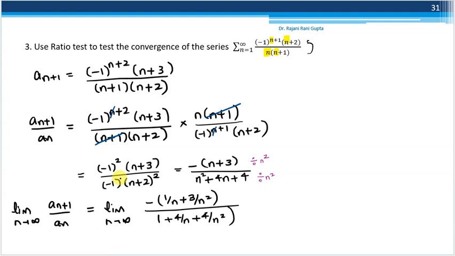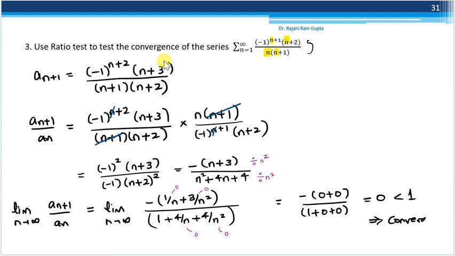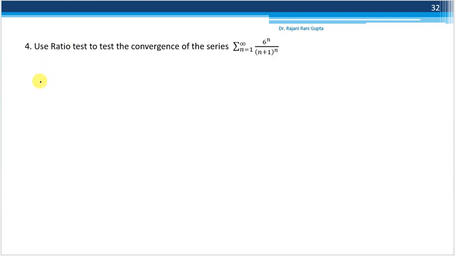square. Now, as n approaches infinity, what happens? This term becomes 0, this becomes 0, even this and this become 0. So this gives you minus of 0 plus 0, and here it is 1 plus 0 plus 0. So again it's 0, which is less than 1. So this implies it converges.